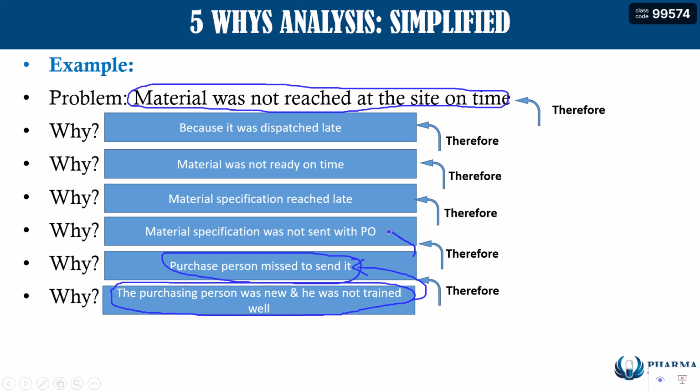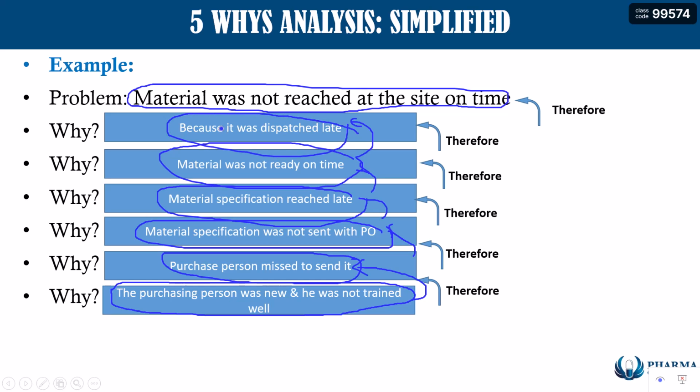Therefore, material specification was not sent with the purchase order. Therefore, material specification reached late, and therefore material was not ready on time, and therefore the dispatch was late, and therefore the material was not reached at the site on time. So do you understand how this reversed order with the therefore in between should be able to connect with our initial problem statement?